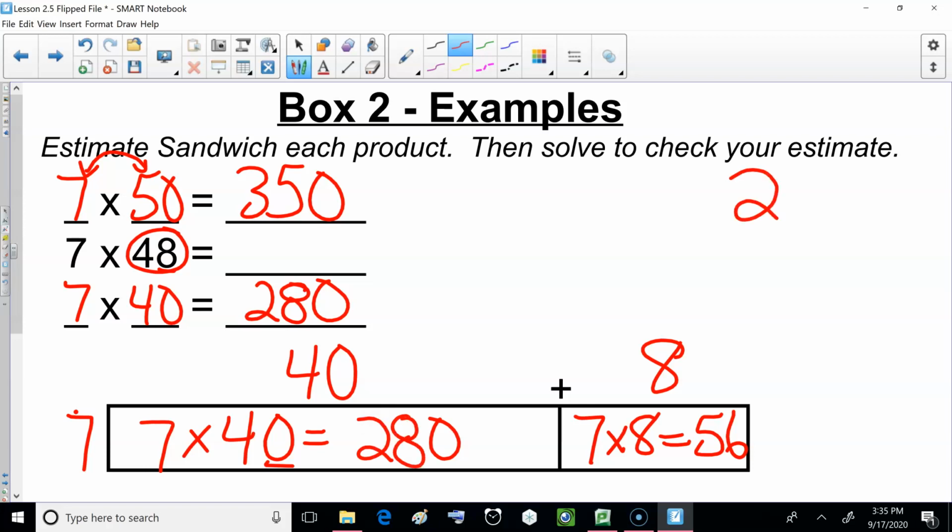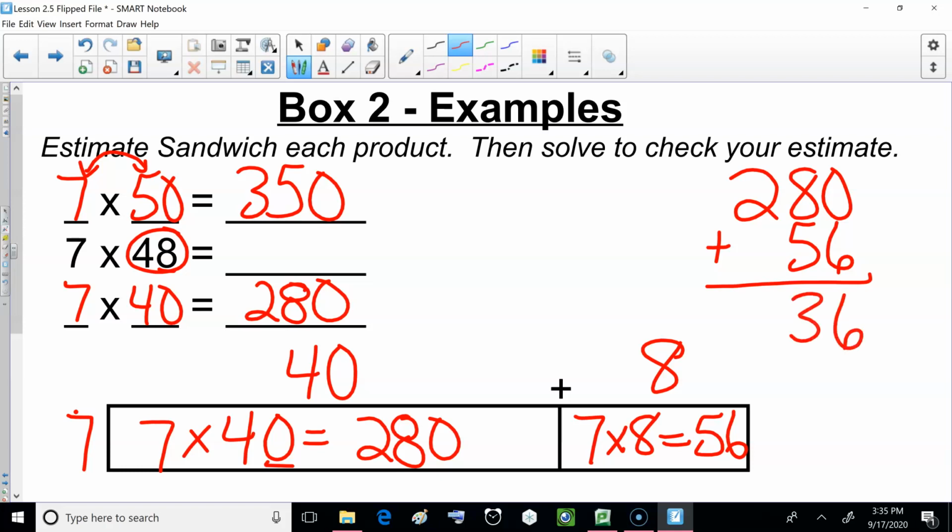We're going to add our numbers, 280 plus 56, and we're going to get the answer of 336. And if we look, 336 is in between our two numbers of our estimation sandwich. So pause the video, write down another example to help you work through how to make estimation sandwiches, and then solve it to see if our estimation is correct.